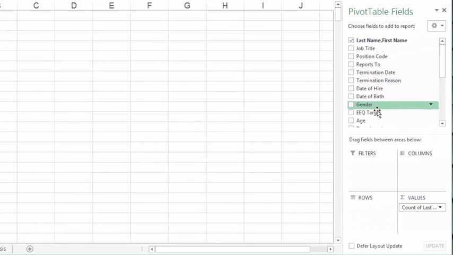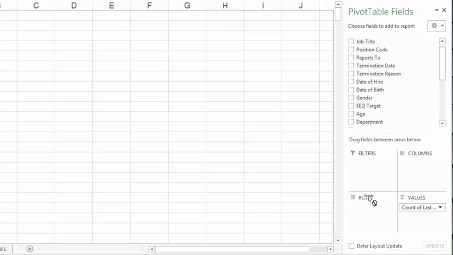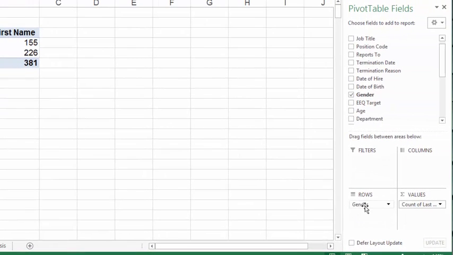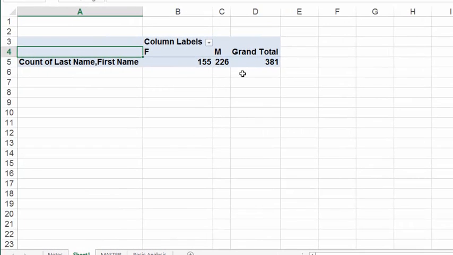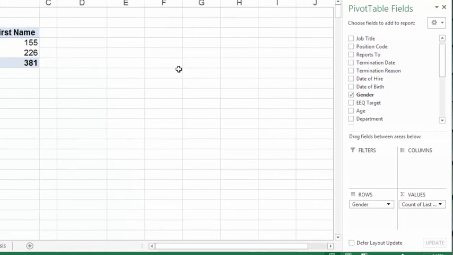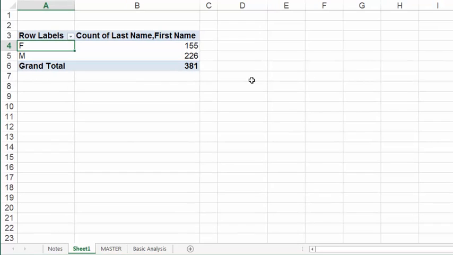Now, how many of them are female? How many are male? Let's take gender. And you can put gender either in rows, female versus male, or you can take gender from rows and pivot it to columns. It does exactly the same thing. It all depends on how you want to see it, right? So I'm just going to put gender back to rows. And let's say I want to do a percentage. What percentage of my 381 people are female?